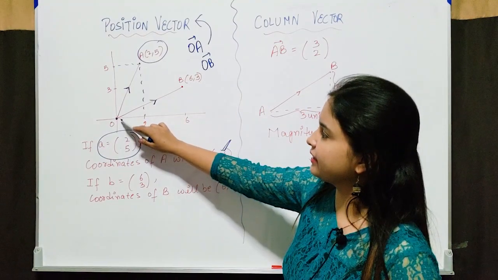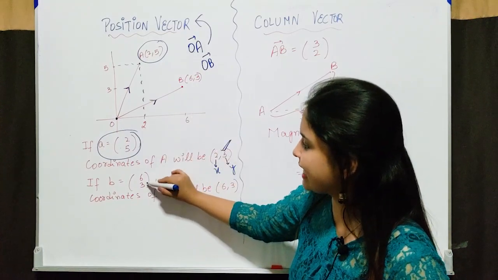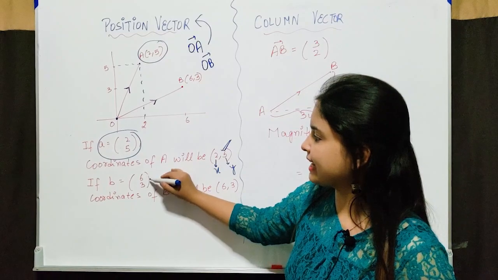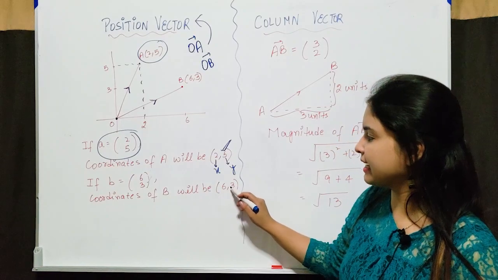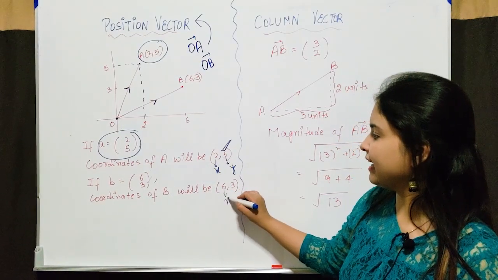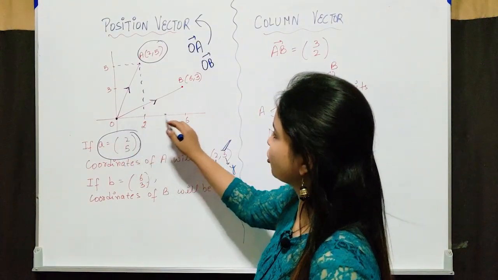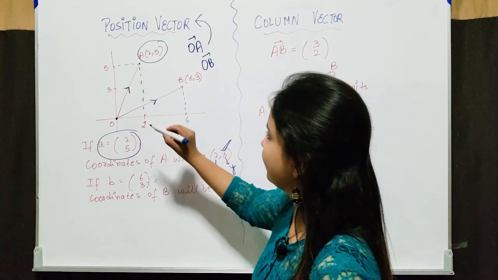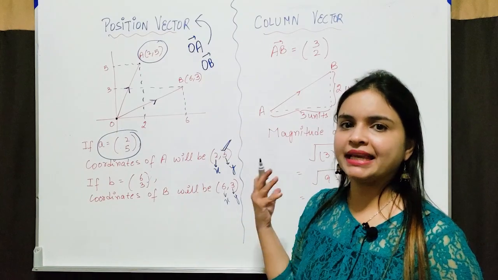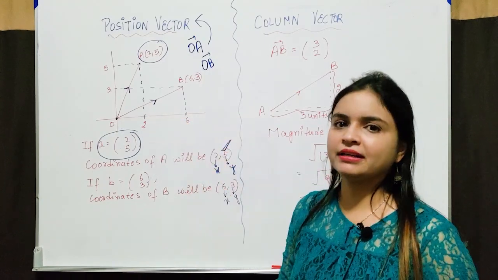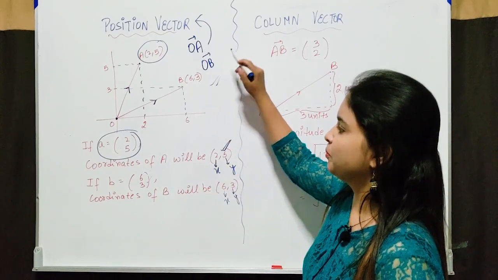Similarly, the second vector is OB. Now, what are the coordinates of OB? OB is (6, 3). That means I will represent my position vector as (6, 3). 6 will be the x coordinate, 3 will be the y coordinate. So, what is a position vector? Any vector whose starting point, whose initial point, is at the origin is called a position vector.